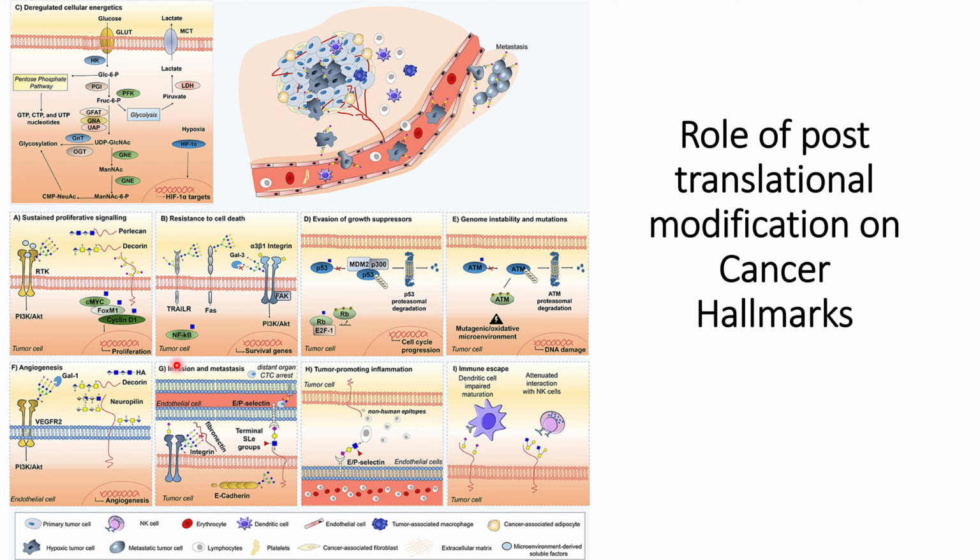Next one is about invasion and metastasis. In the case of invasion and metastasis, specific kinds of glycan structures, such as the sLe glycan structures, help in interaction with the selectins or lectins at the endothelial cells, and thereby help in intravasation at the secondary sites.